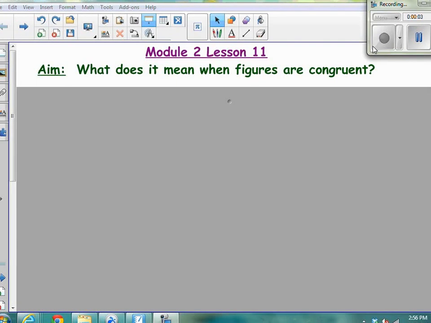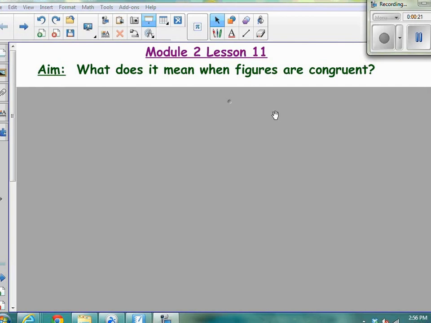We will now start Module 2, Lesson 11. Please open up your math binder and turn to Module 2, Lesson 11. Please open up your math notebook and prepare to take some notes on this lesson. So our aim today is, what does it mean when figures are congruent?